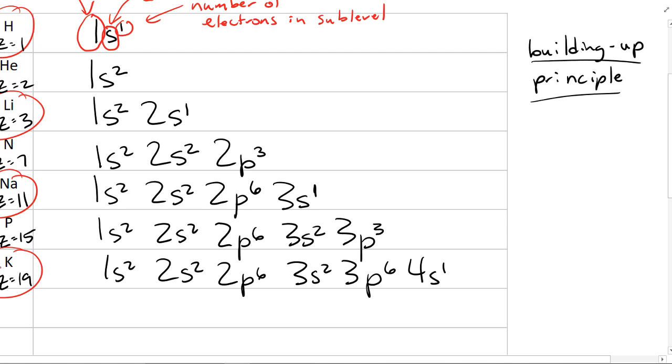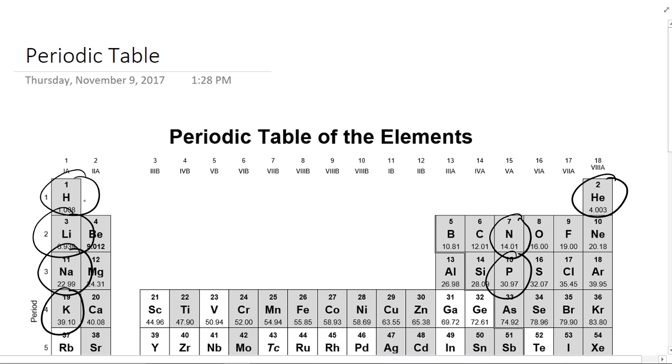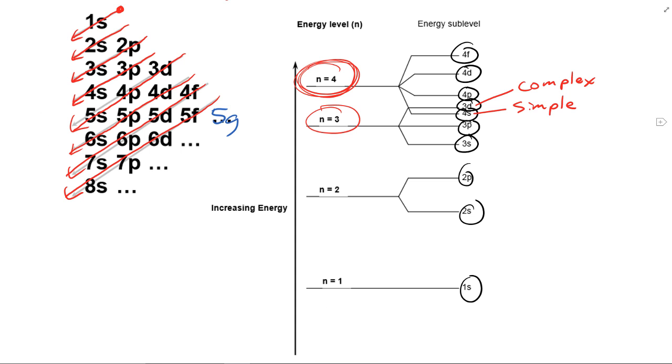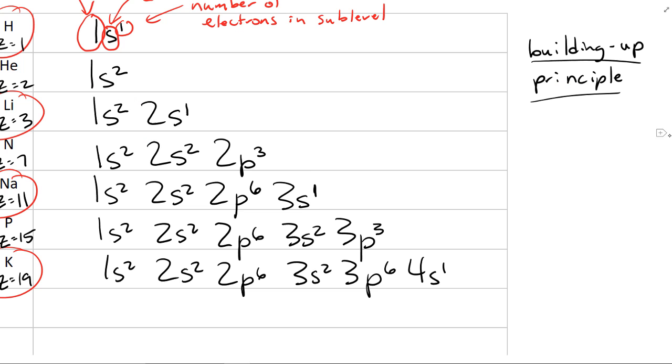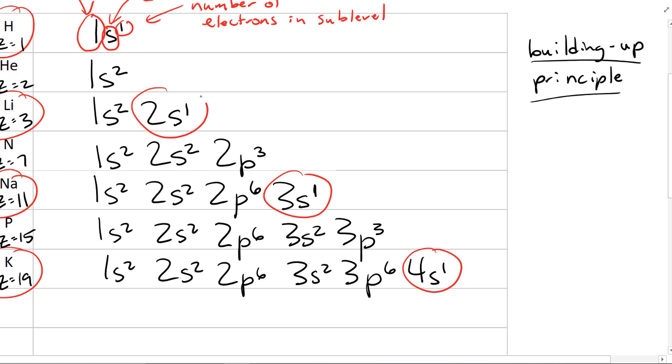Now, what do these configurations have in common with each other? Well, they're all located in the first column. They end with periods. They're different periods, but what do they have in common with each other? Look at the configurations. Look what we just wrote. Look at what they end with. They all end with S1.